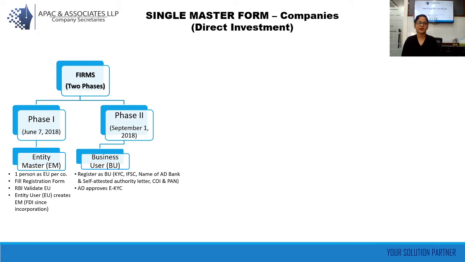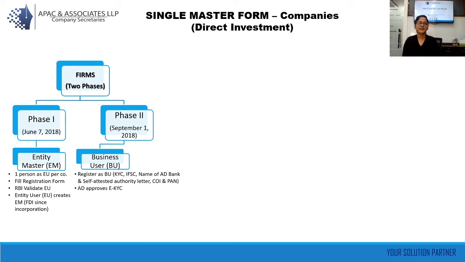The basic details, IFSC code of the AD Bank and authority letter in favor of the individual in the specified format are required to be annexed along with the PAN in the application for registration as business user. The AD Bank would then approve or reject the entity's eKYC through email notification to the business user, after which the transaction can be reported in SMF. It is to be noted here that unlike entity user registration, business user registration is processed by the AD Bank whose IFSC has been selected at the time of application.